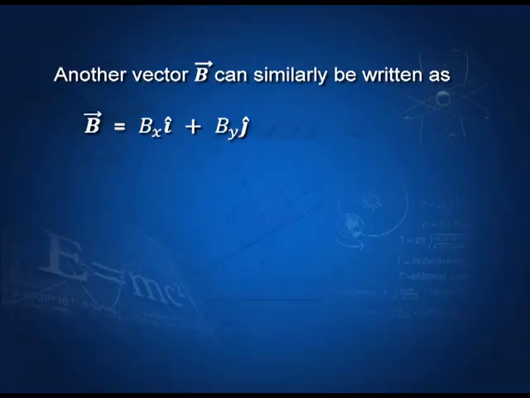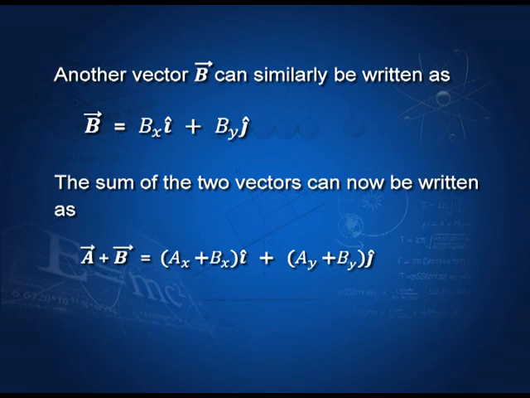Another vector B can similarly be written as vector B equal to Bx, the component along the x axis, so Bx into i cap plus By into j cap, and the sum of these two vectors we write as vector A plus vector B is equal to Ax plus Bx whole multiplied by i cap, plus Ay plus By times j cap.